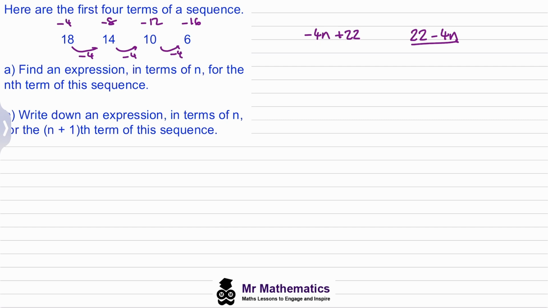For part B, to write down an expression for the n plus 1th term, we need to let n map on to n plus 1. Then all we do is we substitute this expression for n back into our nth term. So we have 22 minus 4 lots of n plus 1. We can expand out this bracket, minus 4n minus 4. This will give us 18 minus 4n. So this will be an expression for the n plus 1th term.